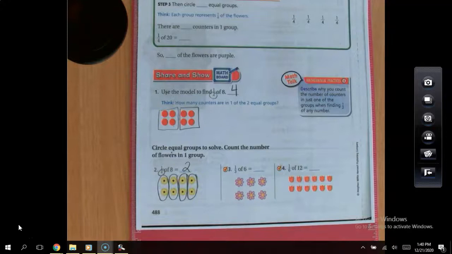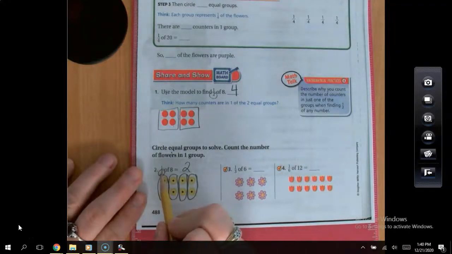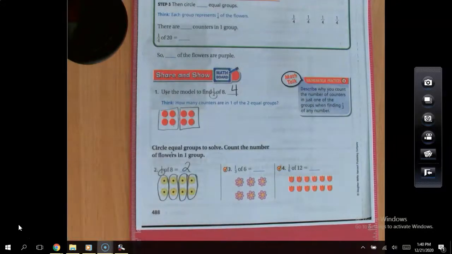Again, check your work. Missing factor. 4 times 2 is 8. 4 times what number is 8? 2.